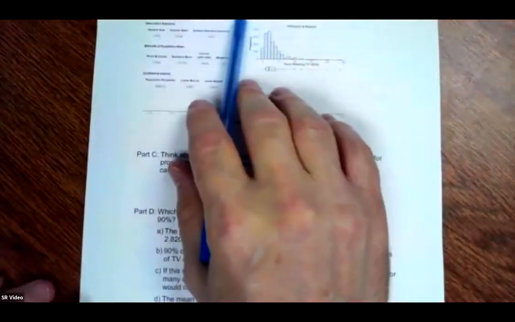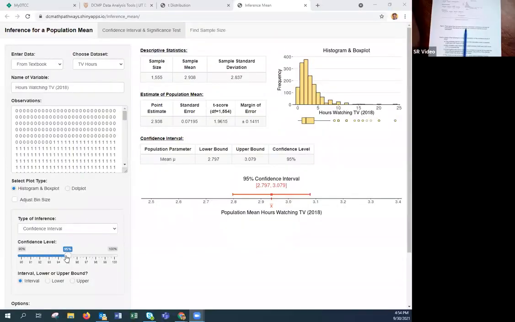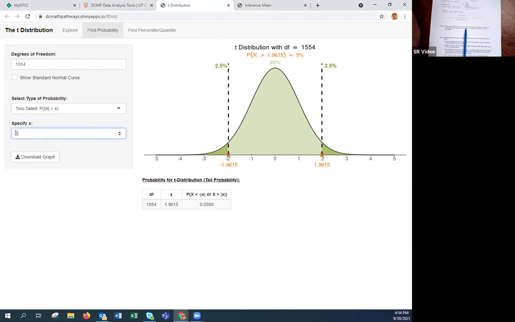So it says, based on the output, what is the 90% interval? I was showing you the 95%, so I'll go back and show you the 90%. Let's share the screen. If I come over here, and this is your confidence level, if I move it down to a 90% confidence level, notice the t-score changed: 1.6458. Again, if I show you in the distribution and type in 1.6458, you can see 90% of the distribution is captured between those two t-scores. 5% is still left on the upper tail and 5% is still left on the lower tail.